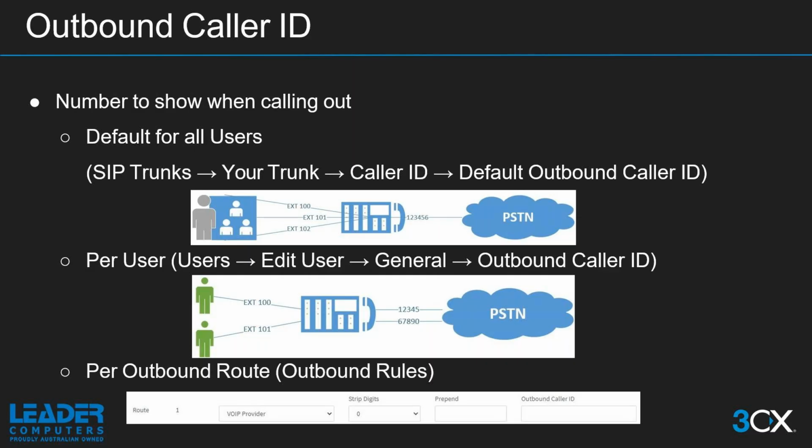For example, if you're calling from a SIP trunk, it goes through your trunk and uses the caller ID, the default outbound caller ID. And you can also set it at the user level. So if you go to the user and user general, there is an outbound caller ID option. And per outbound route, you can set different caller IDs if you want to show a different number to the outside. So you can also set it there. All these 3 options, I'll show you where to set those during the demo today.